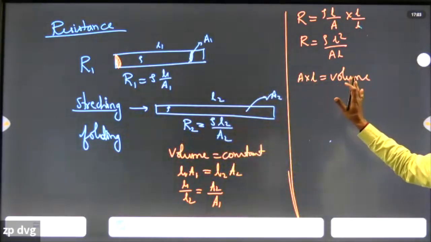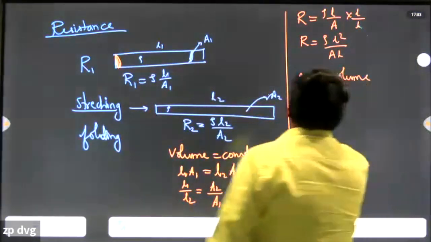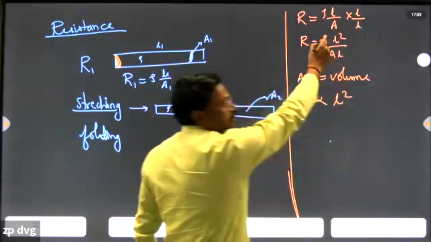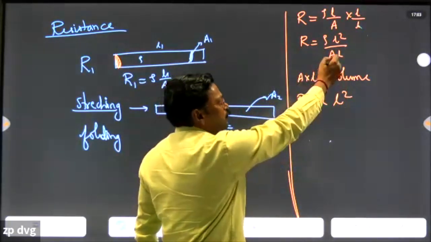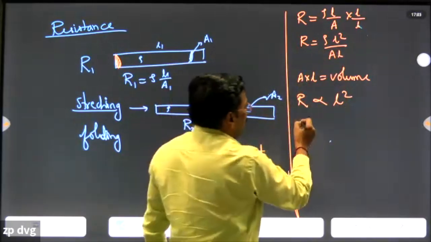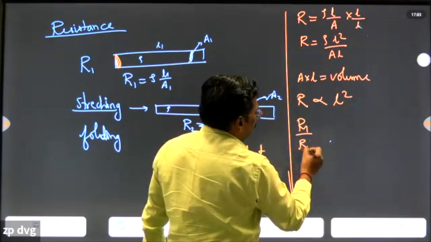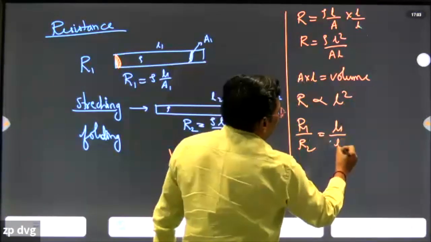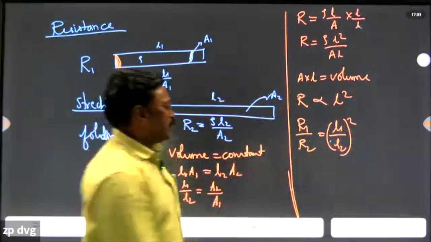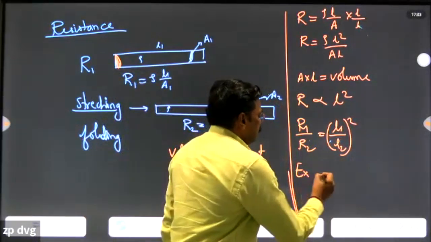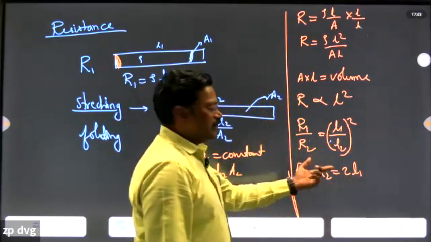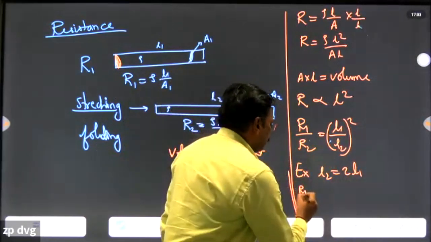Since volume is constant, R can be observed to be directly proportional to L square. Here rho is constant, the resistivity, and volume is constant. So R is proportional to L square. In this relation, R1 by R2 will be equal to L1 by L2 whole square. So this is the important result. For example, if you take L2 is equal to 2L1, let's see what happens to resistance when length is doubled.